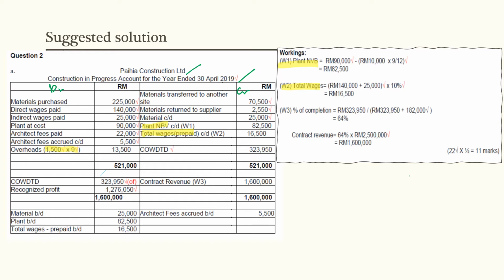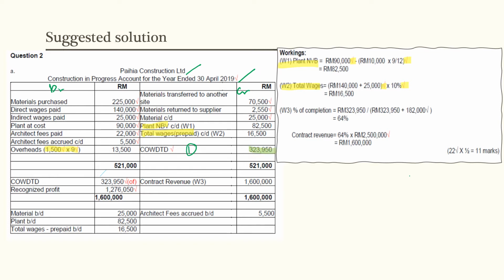This is to ensure that you won't lose the tick if any of the entry is missing. As an example here, for the overheads, the total tick given is 2 ticks. So if any one of the items is missing, you can still get 1 tick here. This is just an example of how the marks are given. Next, we can close the account by determining the cost of work done to date. This is one of the items that we need to identify. The answer is 323,950. I will highlight the answer here.